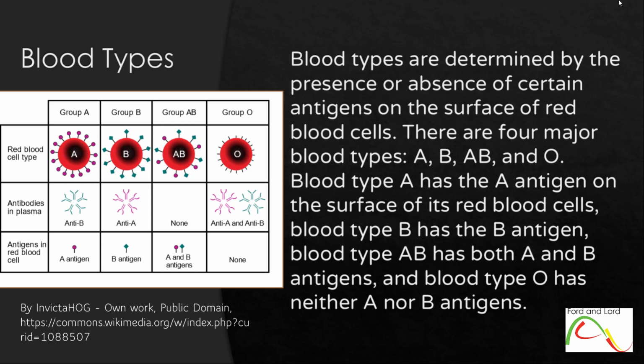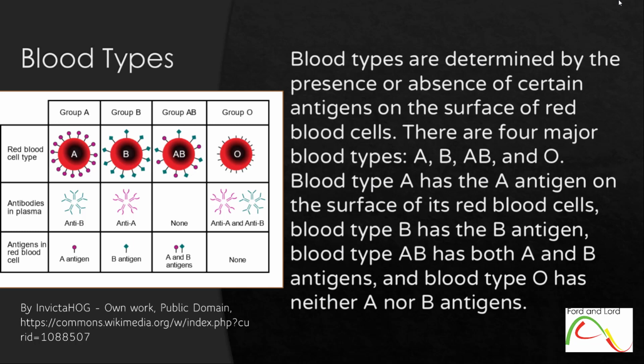Blood types. Blood types are determined by the presence or absence of certain antigens on the surface of red blood cells. There are 4 major blood types: A, B, AB, and O. Blood type A has the A antigen on the surface of its red blood cells, blood type B has the B antigen, blood type AB has both A and B antigens, and blood type O has neither A nor B antigens.